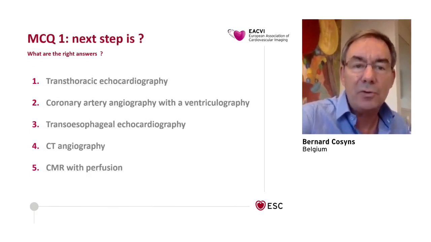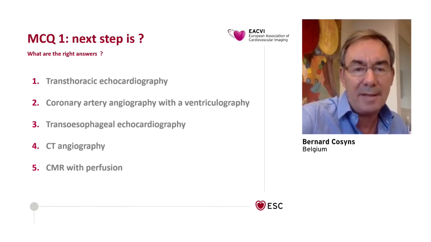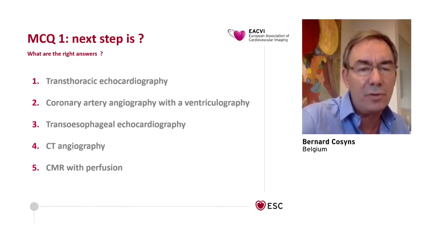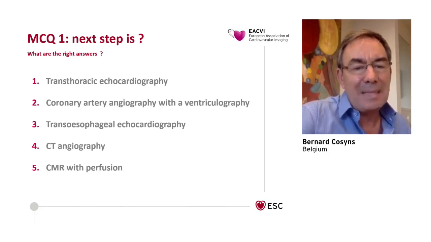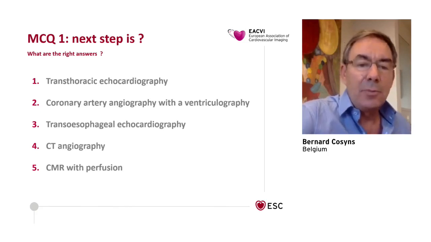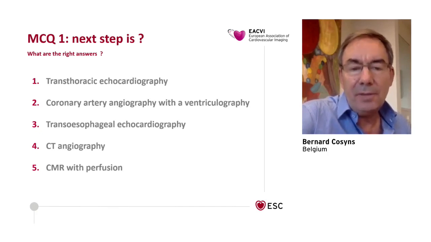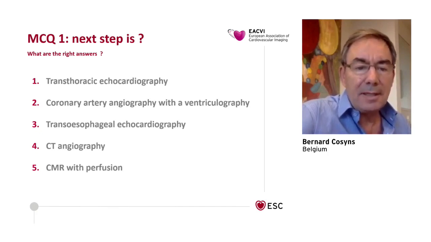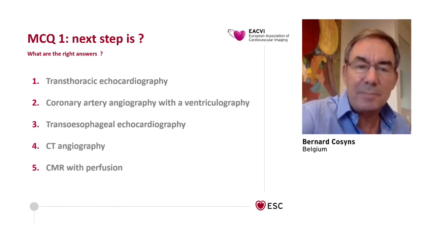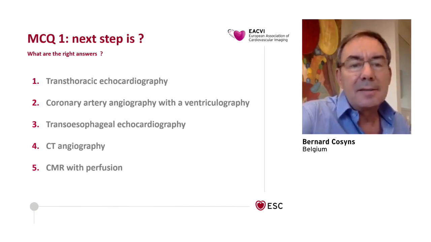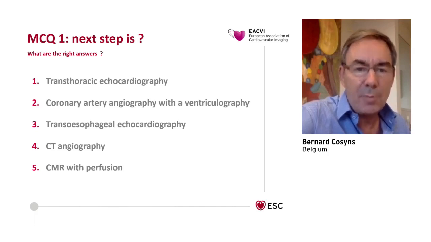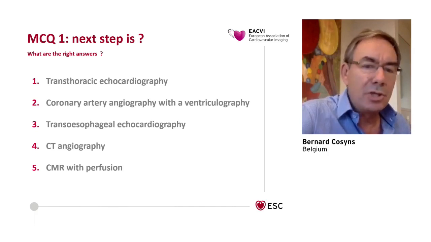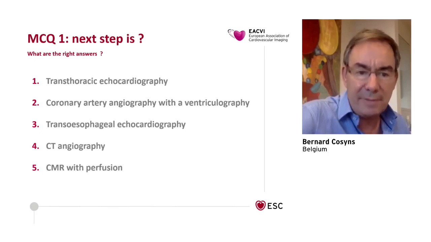So we will be able to vote. Please find what are the right answers among my proposals. You can already begin to vote now. The next step should be transthoracic echo. It could be coronary artery angiography with ventriculography, transesophageal echocardiography, CT angiography, or cardiac magnetic resonance with perfusion. Please vote. Remember that this patient of African origin has one risk factor, which is hypertension. Yes, a slightly elevated troponin with an abnormal ECG, but no chest pain. And he had also, of course, an embolic event.